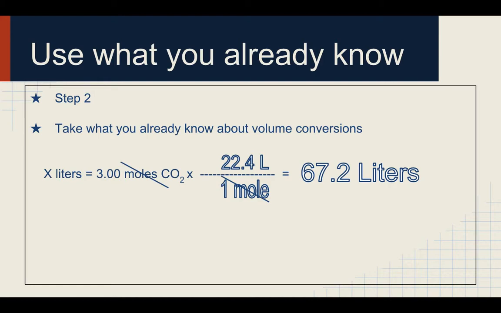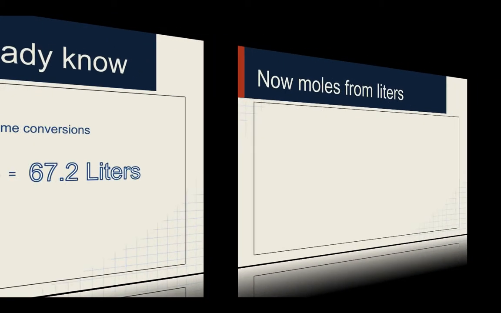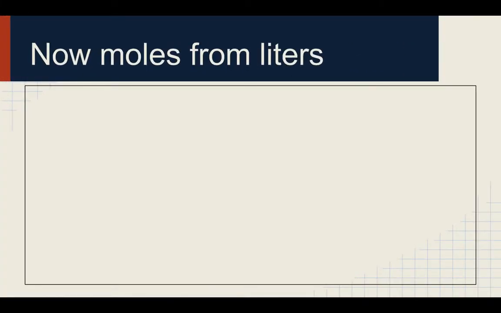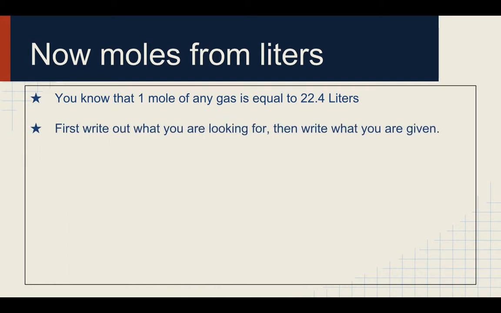Again, just like you said earlier, if you're given moles, then you're going to multiply. Exactly what I did here. 3 moles times 22.4 liters is 67.2. So now what about moles from liters? So again, 1 mole of any gas is still equal to 22.4. That does not change. So you write again what you're looking for, write out what you're given. So here's the problem this time. I want to know how many moles are in 348 liters of carbon dioxide.